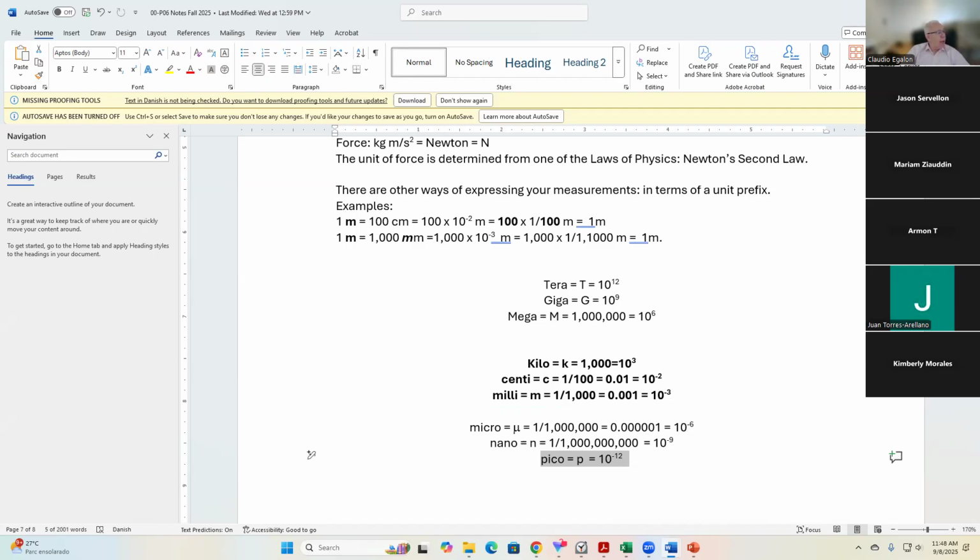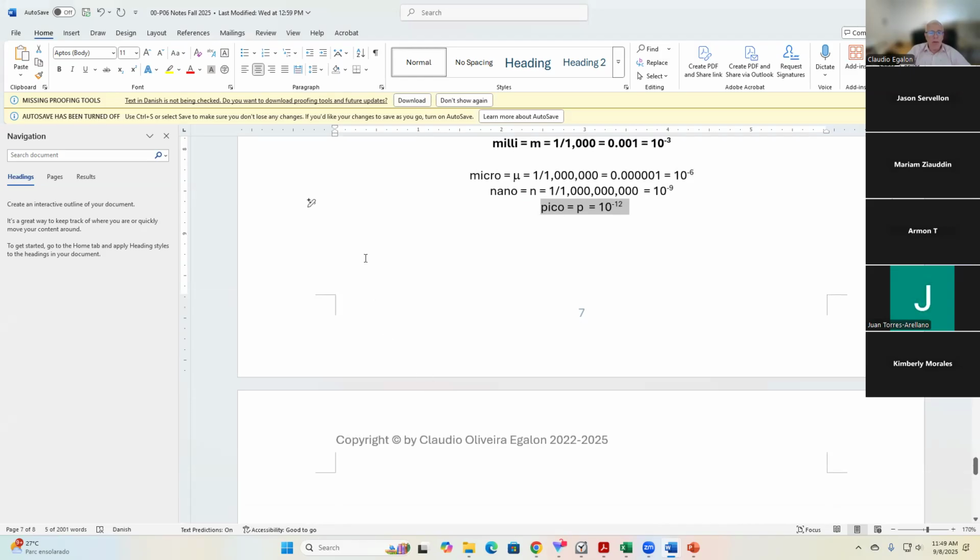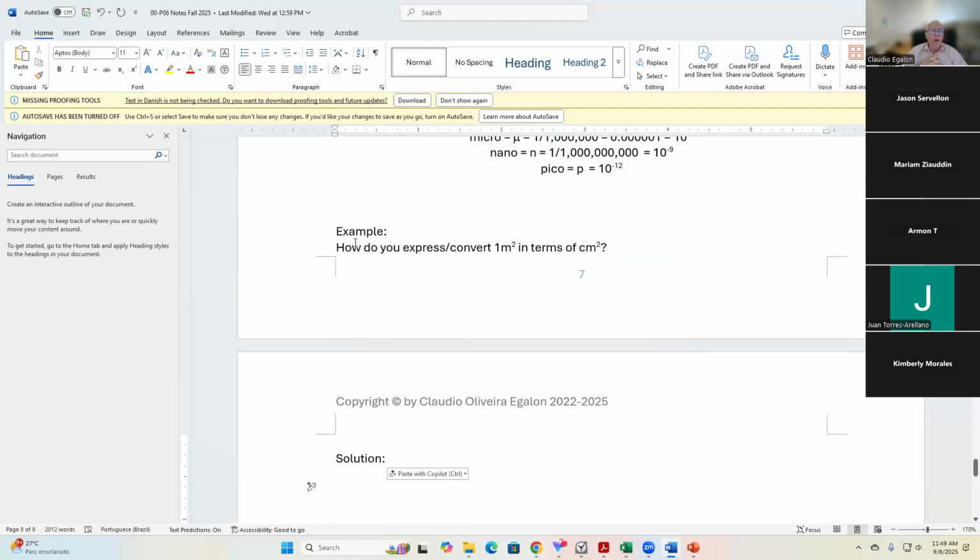And now, once you know those things about the prefix of the units, you can start converting your units from one type to another one. Okay? For instance, how do you rewrite 1 square meter in terms of square centimeter?